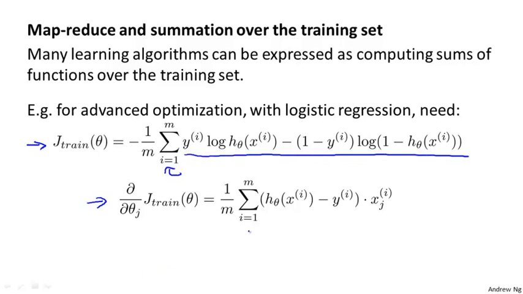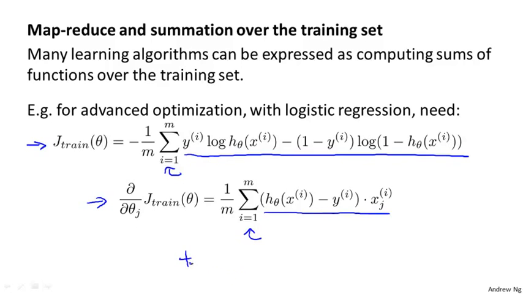And once again, these derivative terms for logistic regression can be expressed as a sum over the training set. And so once again, similar to our earlier example, you would have each machine compute that summation over just some small fraction of your training data. And finally, having computed all of these things, they could then send their results to a centralized server, which can then add up the partial sums.